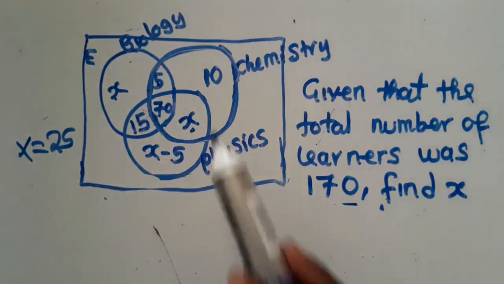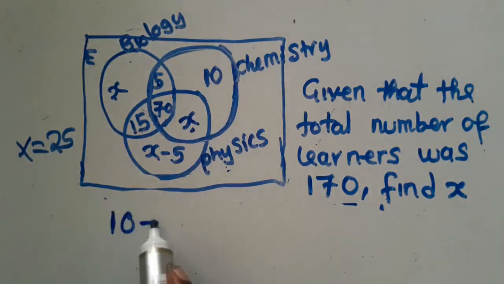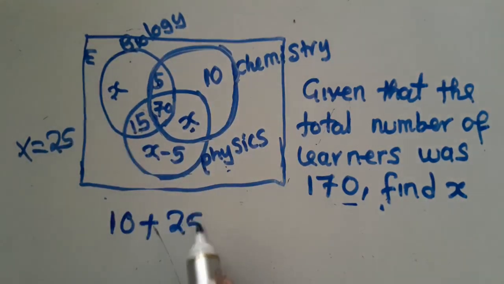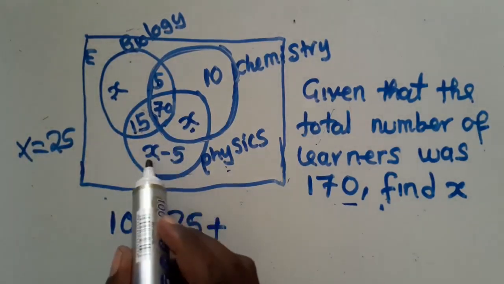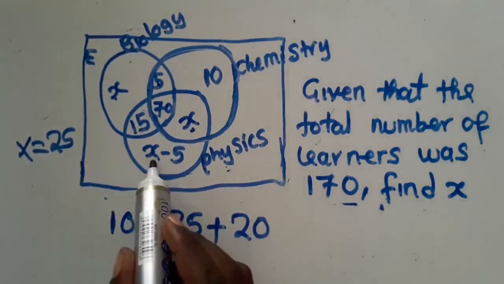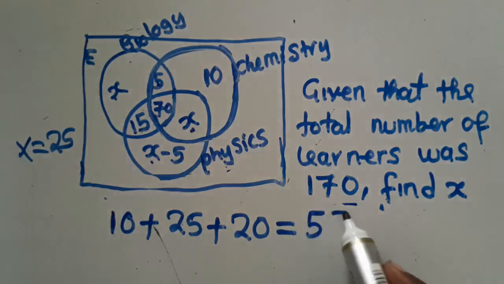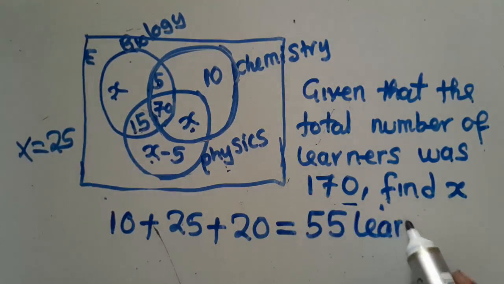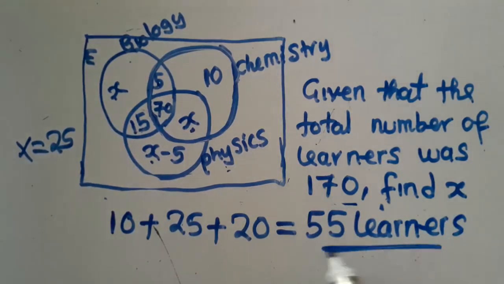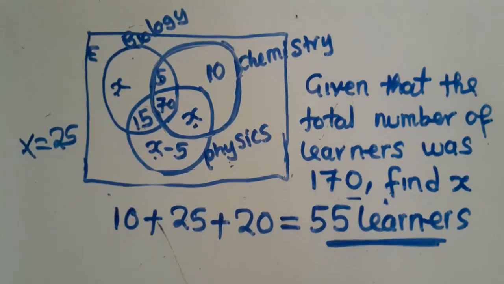1 subject only. You add the 10 there, one subject, plus the x there, that is 25, plus this part here, this is 20, because you know that x is 25. 25 minus 5, that is 20, which is equal to, so when you add everything there, 10 plus 25 plus 20, what are you getting? 55. So you say 55 learners. This is what you are supposed to do, and we are going to end here. This is where we are going to end from.